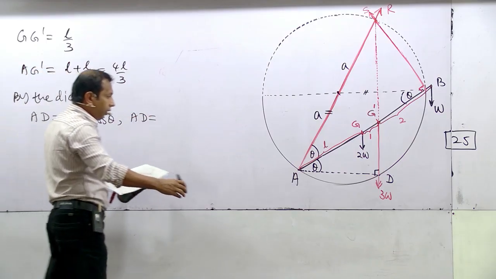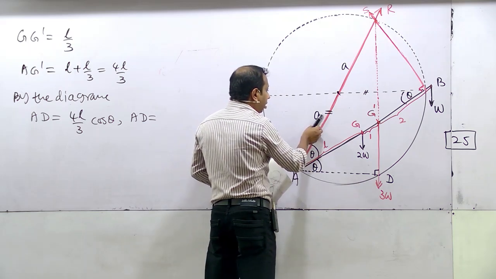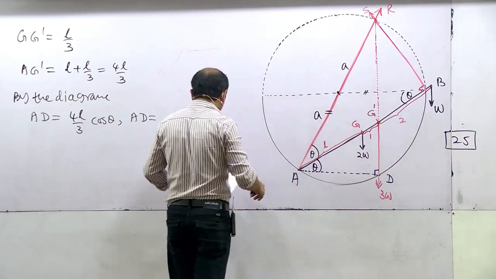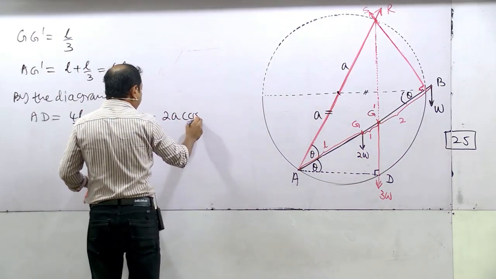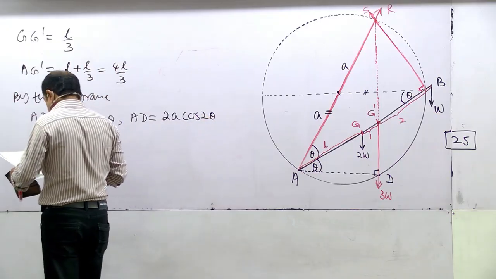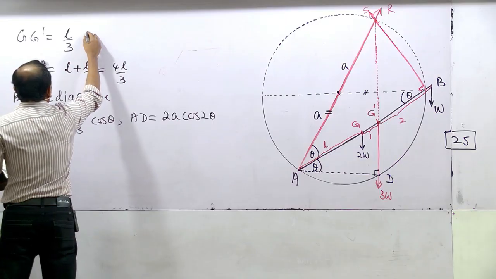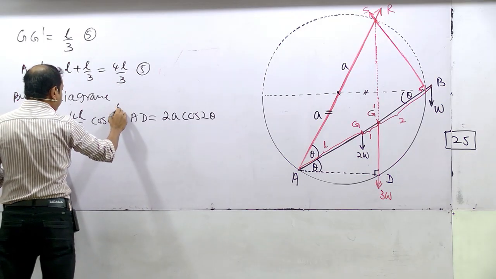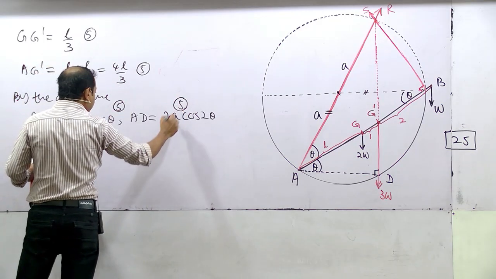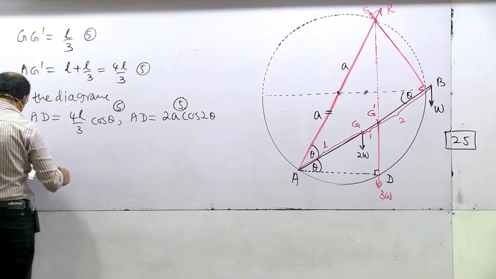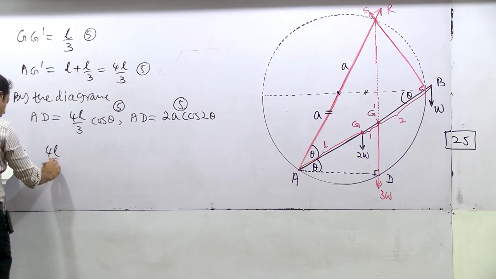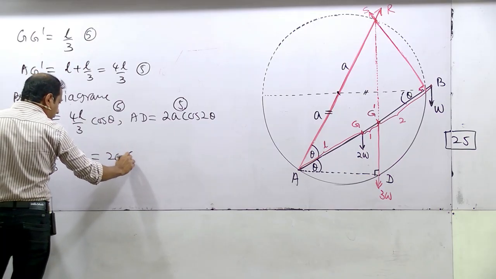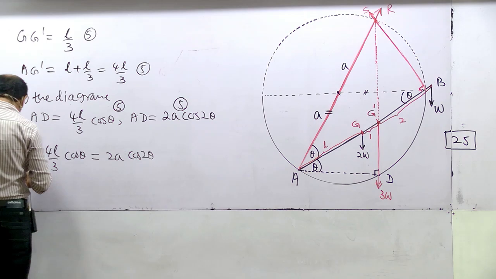The other one, this AD, we can write as 2A, this is 2 theta, this is 90 now, so 2A cos 2 theta. For this, 5 marks. Then equate these two, therefore 4L by 3 cos theta is equal to 2A cos 2 theta.